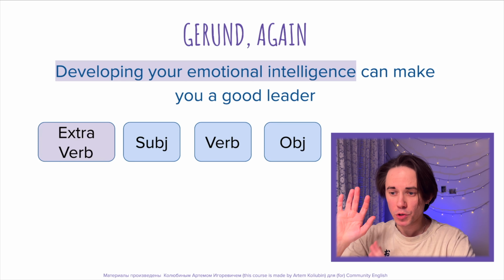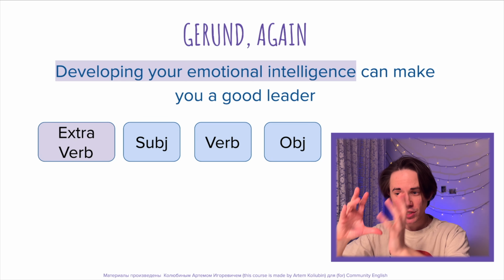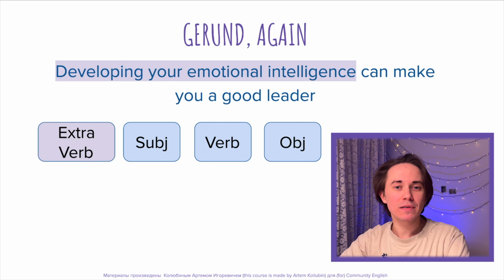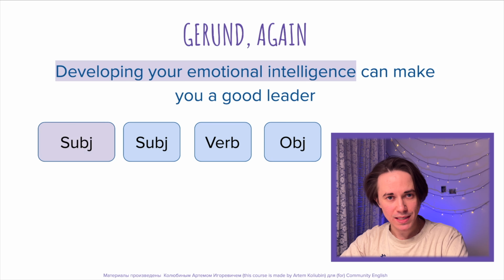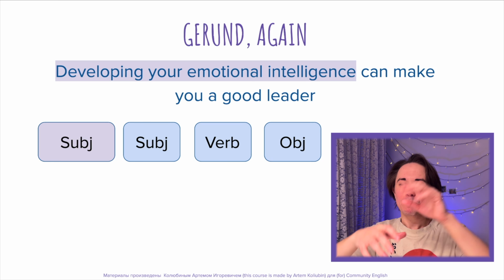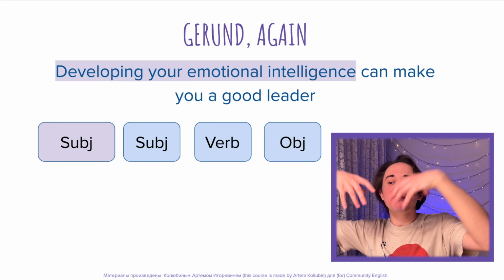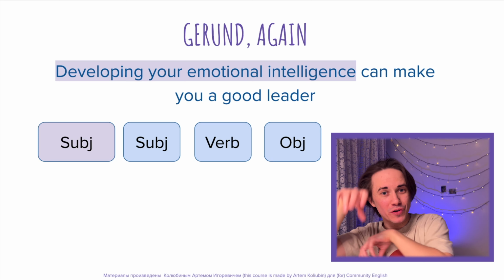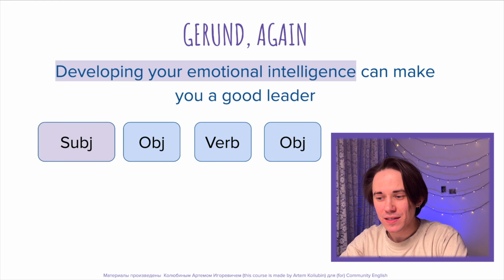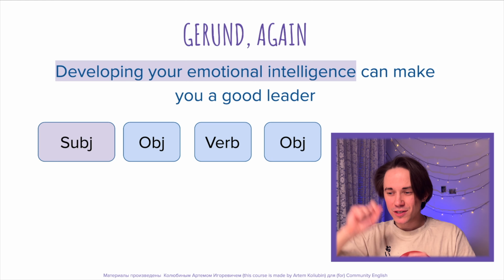What we used to have? We used to have an extra verb, developing your emotional intelligence, then subject you, then verb, then object. Now, the extra verb became a subject itself. The subject you became an object, because now developing your emotional intelligence affects you. So you is now not the doer, but the receiver of the action. That's why it's now an object. So this subject now is an object.